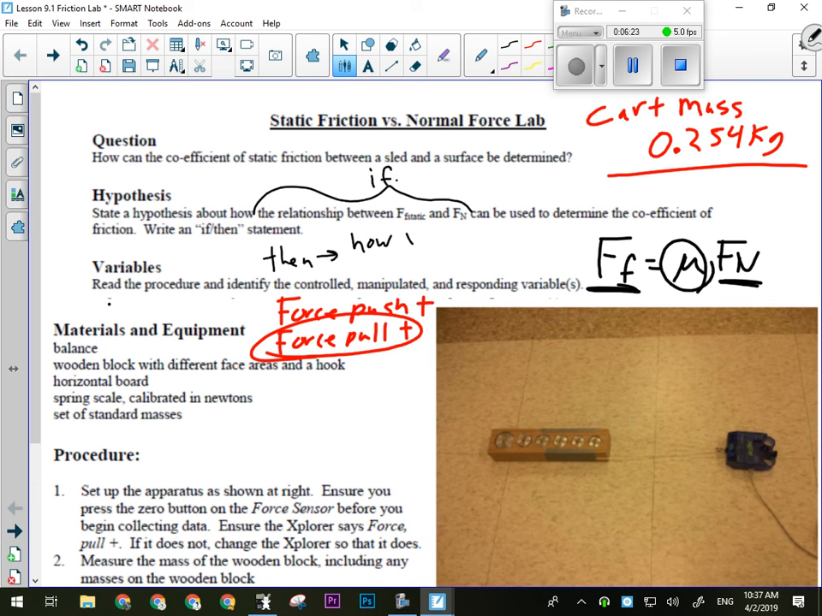Then it has to talk about how you will calculate the coefficient of friction, so mu, from a graph of normal force versus friction. You will be building a graph of normal force versus friction in Google Sheets, and you're going to need to be able to tell me how you can get the coefficient of friction from that graph.